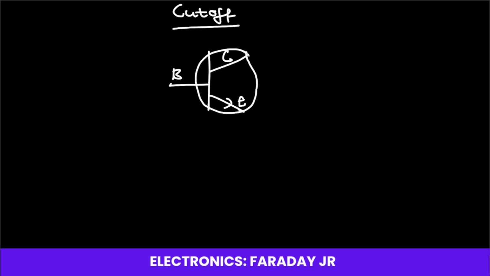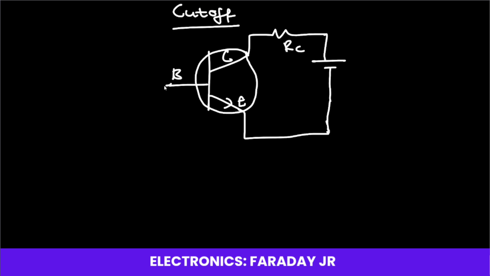Cutoff is said to occur when we have the resistance RC here. That's the resistance at the collector section. We have the positive source connected to it, and then finally this is connected to this. Now this one has an RB, and then finally we have the voltage source connected like this.